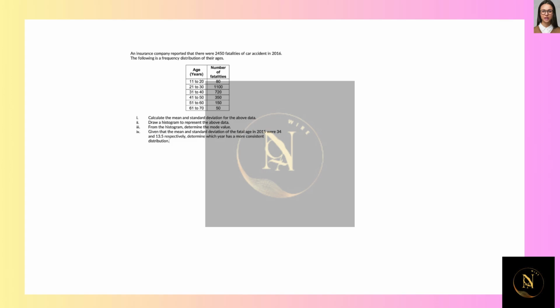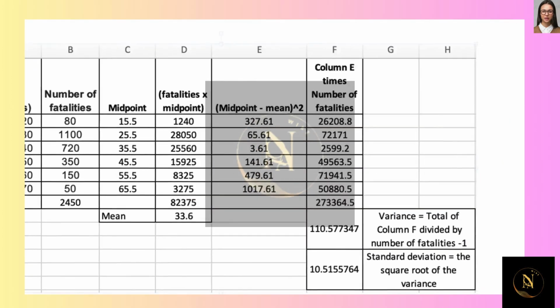Draw a histogram to represent the data above. From the histogram, determine the mode value. Given the mean and the standard deviation of the fatal age in 2015 with 34 and 13.5 respectively, determine which year was more consistent distribution. So first of all, I did a lot of this work beforehand, and I'm going to explain it.